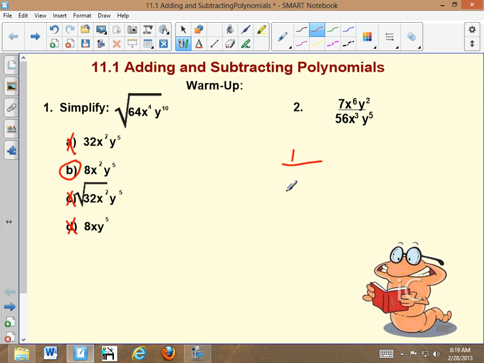Now, how many times does 7 go into 56? 8 times. So because 7 is on top, and the big number's on bottom, I'm going to continue to have a fraction. This is not 8. And then we have x cubed, and we have y cubed.